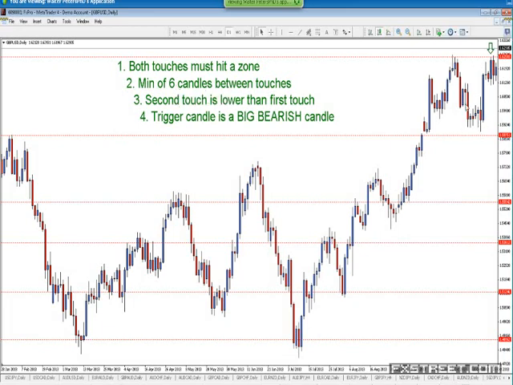Yep, sure are more than 6 candles in here. The second touch is lower than the first touch? Yep, it just made it by 4 pips. And we get a trigger candle. So far, we don't have a trigger candle.